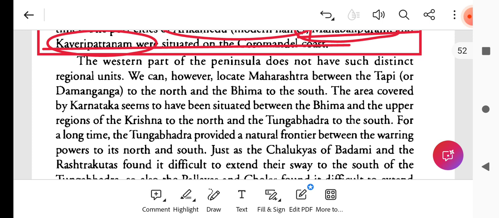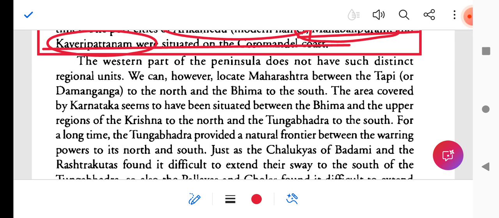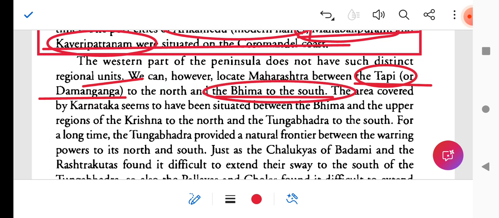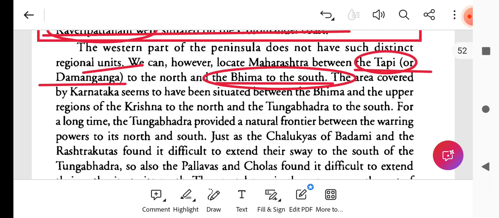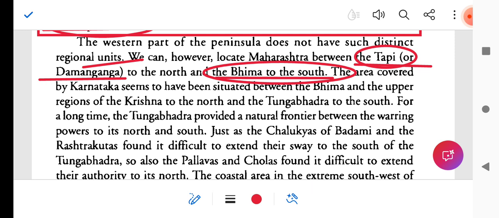Okay, the western part of the peninsula does not have such distinct regional units. We can, however, locate Maharashtra between the Tapi or Damanganga to the north and the Bhima to the south. So these two rivers are covering the parts of Maharashtra, that is Tapi in the north and Bhima in the south.